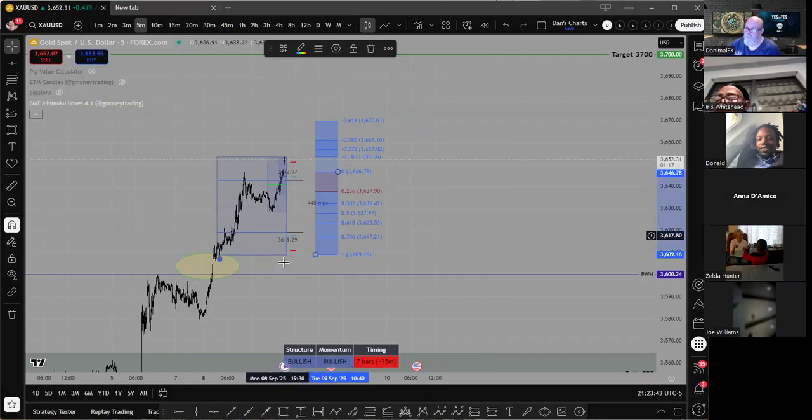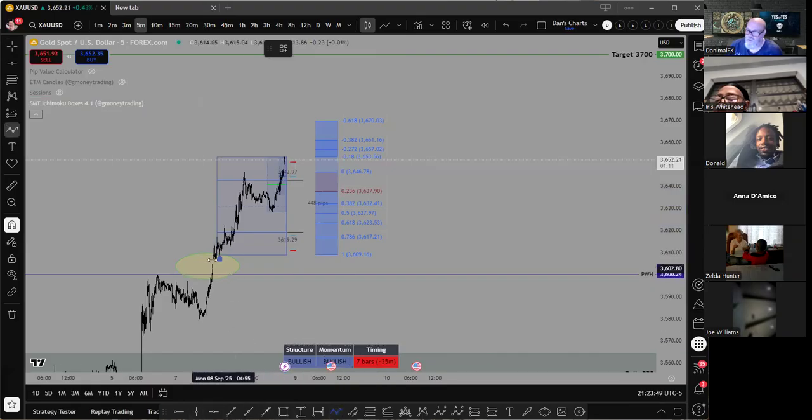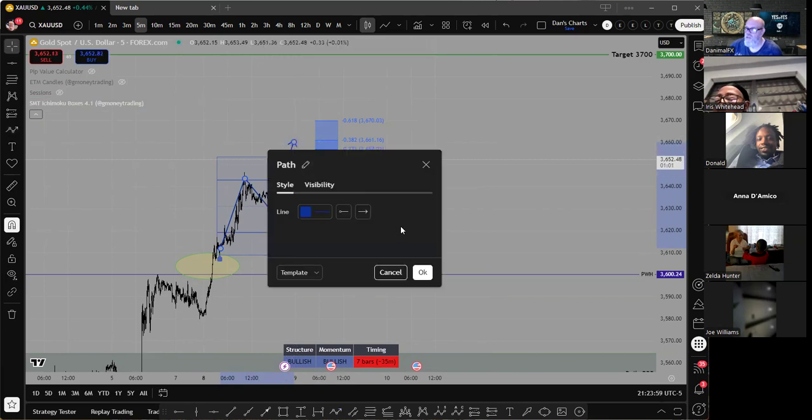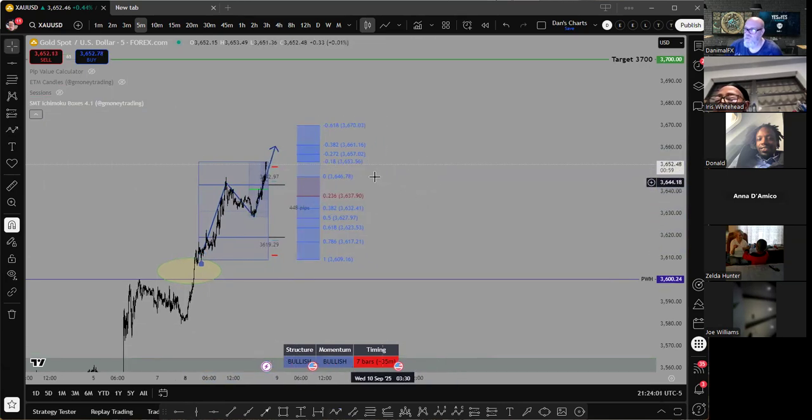But we already have an impulse, a correction, and an impulse. We have this nice, just even from here, we have this impulse, we have the correction. Now we just need to finish the impulse. Now to finish this impulse, it has to get up to at least the negative 272 to complete the impulse, and then we can continue going up.